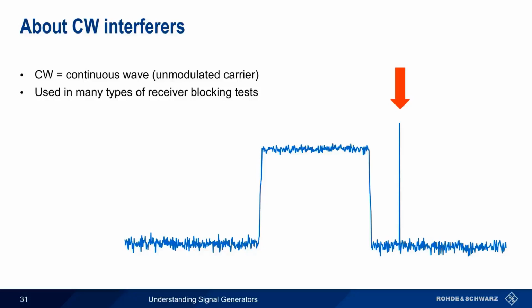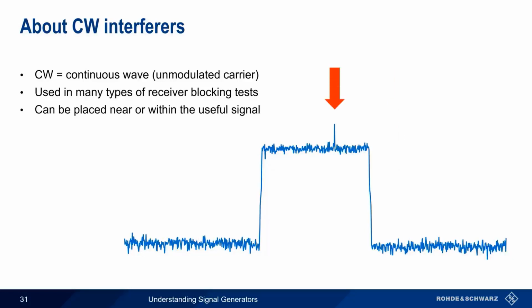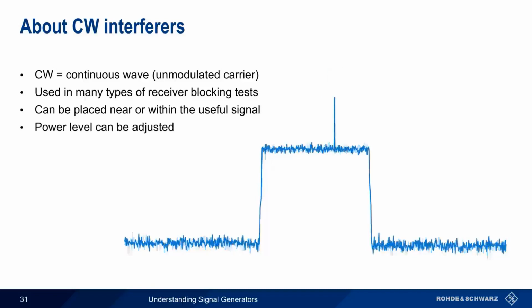A vector signal generator can place a CW interferer near the useful signal, or even within the signal itself. In addition, the power level of the interferer can be adjusted relative to the level of the useful signal. Although it's not difficult to use a second signal source to create a CW interferer and then mix the two signals together, doing this as a baseband impairment provides much more control over the signal position and power, and, more importantly, it eliminates the need for an external second RF generator or second RF path.